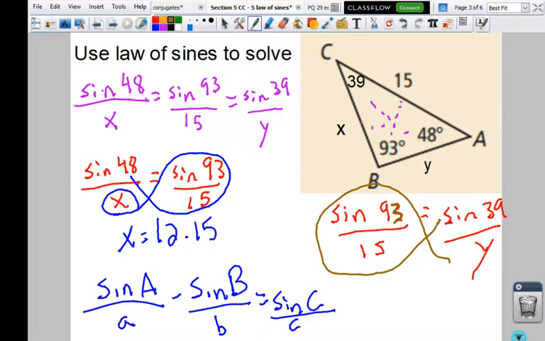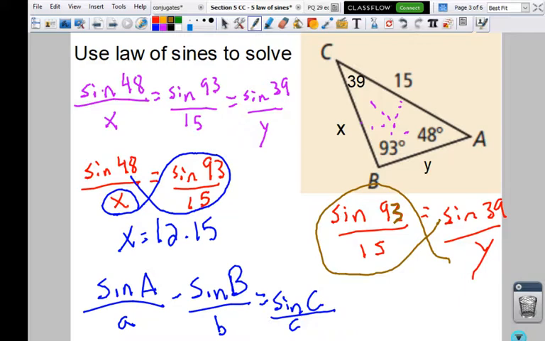Sine of 39 times 15 divided by sine of 93.